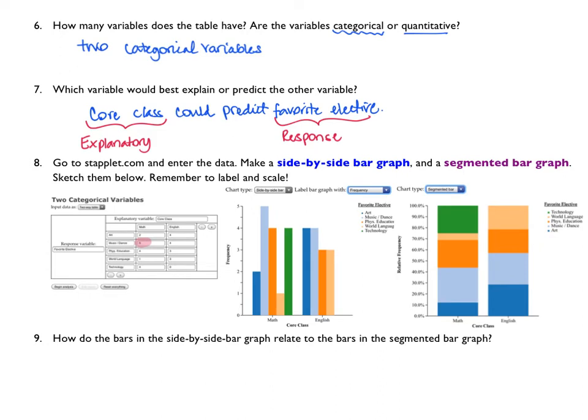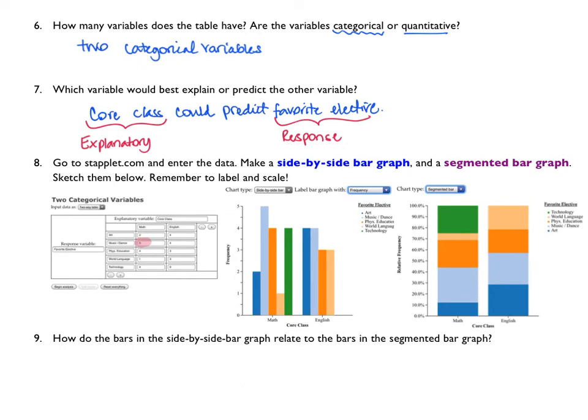So we can take a look and we can see now, based on the people who like the core class of math, when we look at the distribution of favorite elective, do we see the same behavior from the math people as we do from the people who favored English as their favorite core class? Or do we see different behavior? And if you remember, that was our original research question. So we're gonna kind of hold that thought for a minute.